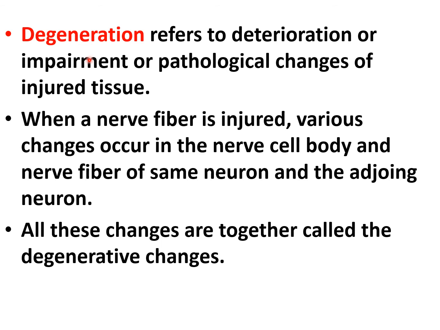Now, degeneration refers to deterioration or impairment or pathological changes of injured tissue. When a nerve fiber is injured, various changes occur in the nerve cell body and nerve fiber of the same neuron and adjoining neuron. All these changes are together known as degenerative changes.